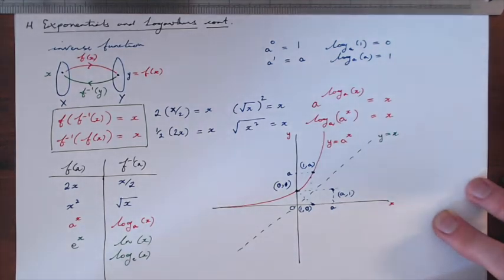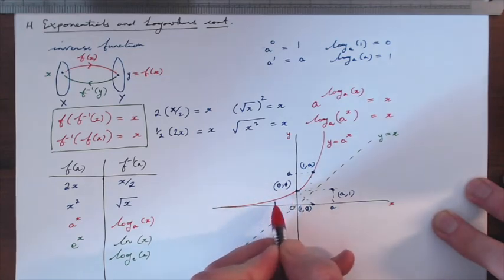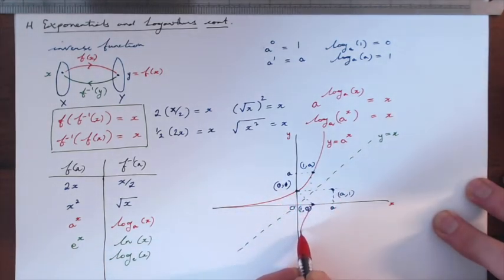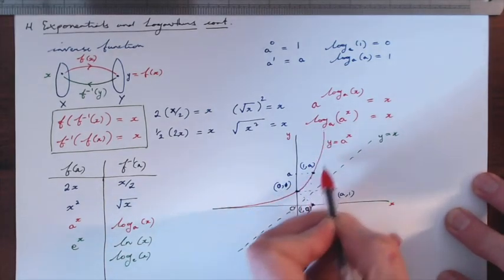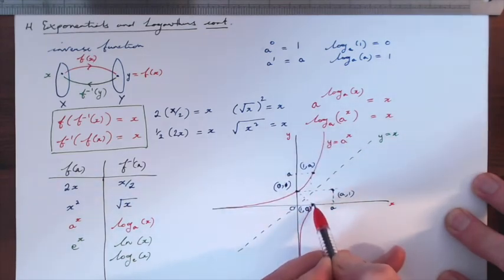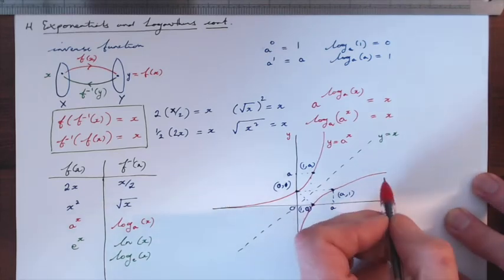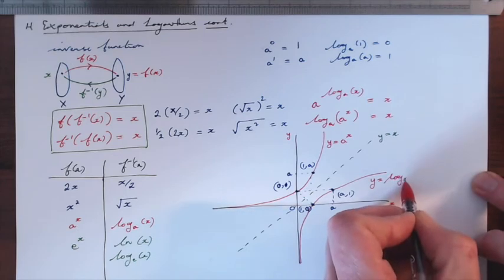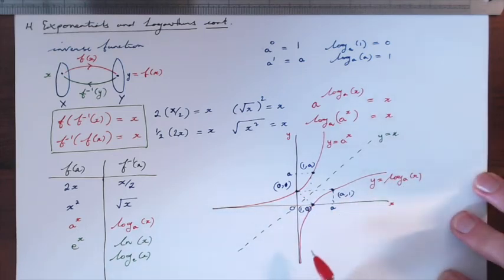And that function, what does it look like? Reflecting this very rapidly decreasing tail of the exponential here will look like this. And then this very rapidly increasing function of the exponential for positive x, when reflected, will be an extraordinarily slowly increasing function for positive x. And this function then, the inverse, is what the logarithm function looks like. So that's a plot of the logarithm function.